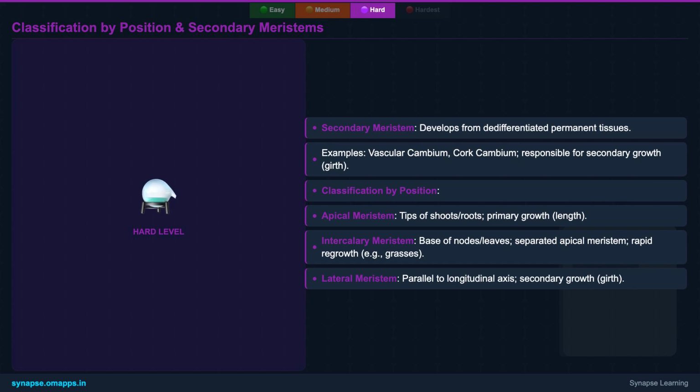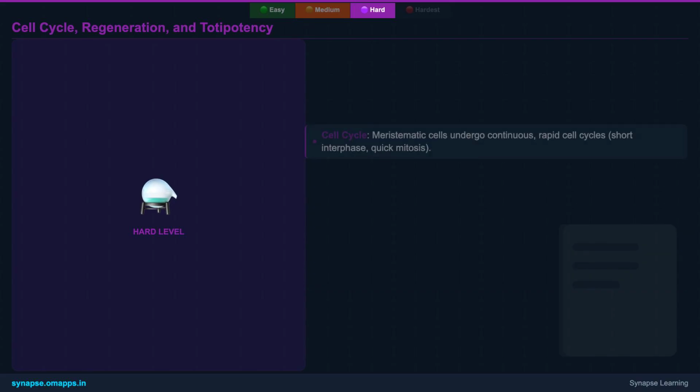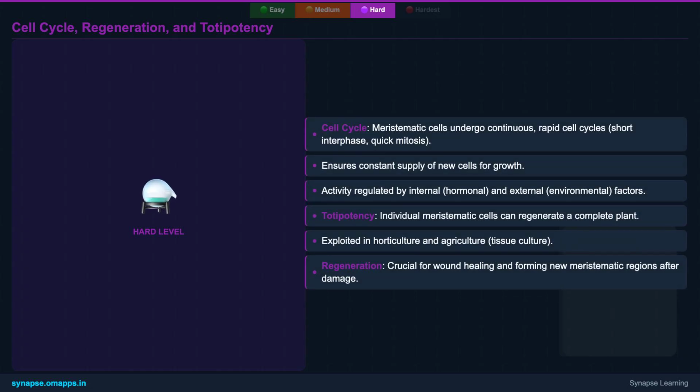Secondary meristems, on the other hand, develop later from already differentiated permanent tissues that regain their ability to divide. The vascular cambium, which produces wood and inner bark, and the cork cambium, forming outer bark, are prime examples, contributing significantly to the plant's width and structural integrity. This dual system ensures both linear and radial expansion. The life of a meristematic cell is a continuous cycle of growth and division. These cells maintain a short cell cycle, meaning they divide much faster than most other plant cells.